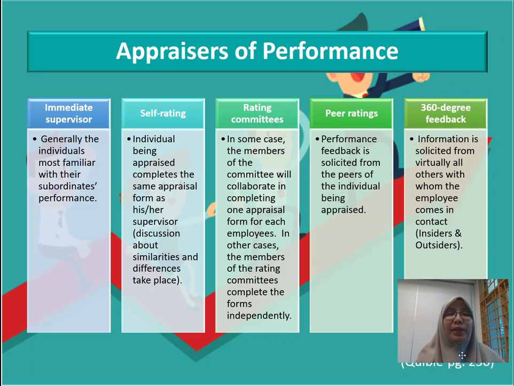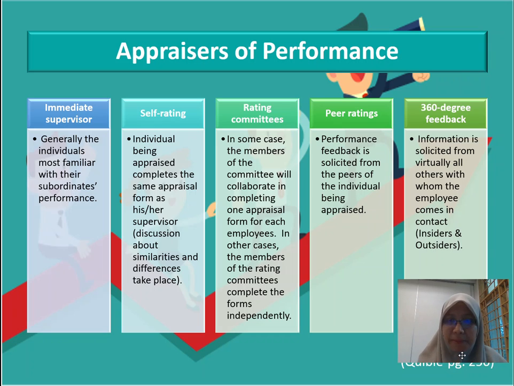The first one is your immediate supervisor, then self-rating. We have previously seen the form of self-rating, where you evaluate yourself. Then rating committees. I do believe you are currently doing the rating committees right now, especially as you are handling the event. Then peer ratings, yes, you also have this one, and also 360-degree feedback. You have 5. We're going to proceed one by one.